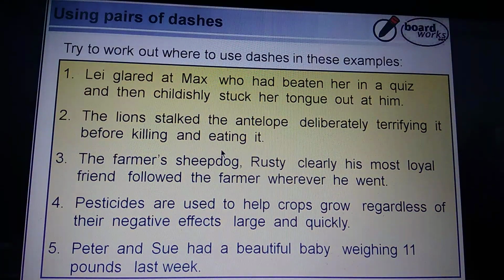You can look at the sentences below and use pairs of dashes in between them to mean that the parts separated with the pairs of dashes add extra information to the existing sentences. In the first sentence, just here and here. In the second one, here and here. Third one, just here and here. In the fourth one, here, over and over here. In the last one, after baby and after pounds.